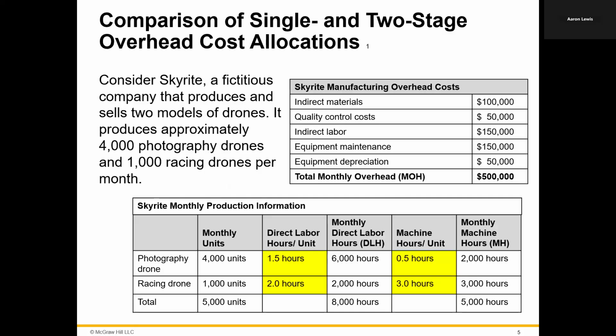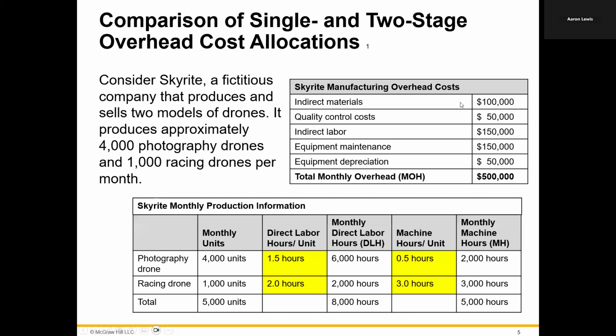So over here we have Skyrite. They are a fake company that produces two models of drones. They are going to produce approximately 4,000 photography drones and 1,000 racing drones during this month. Well, in the process of doing so, they've got a bunch of different indirect costs that they're going to incur that go into the production of both of these models.